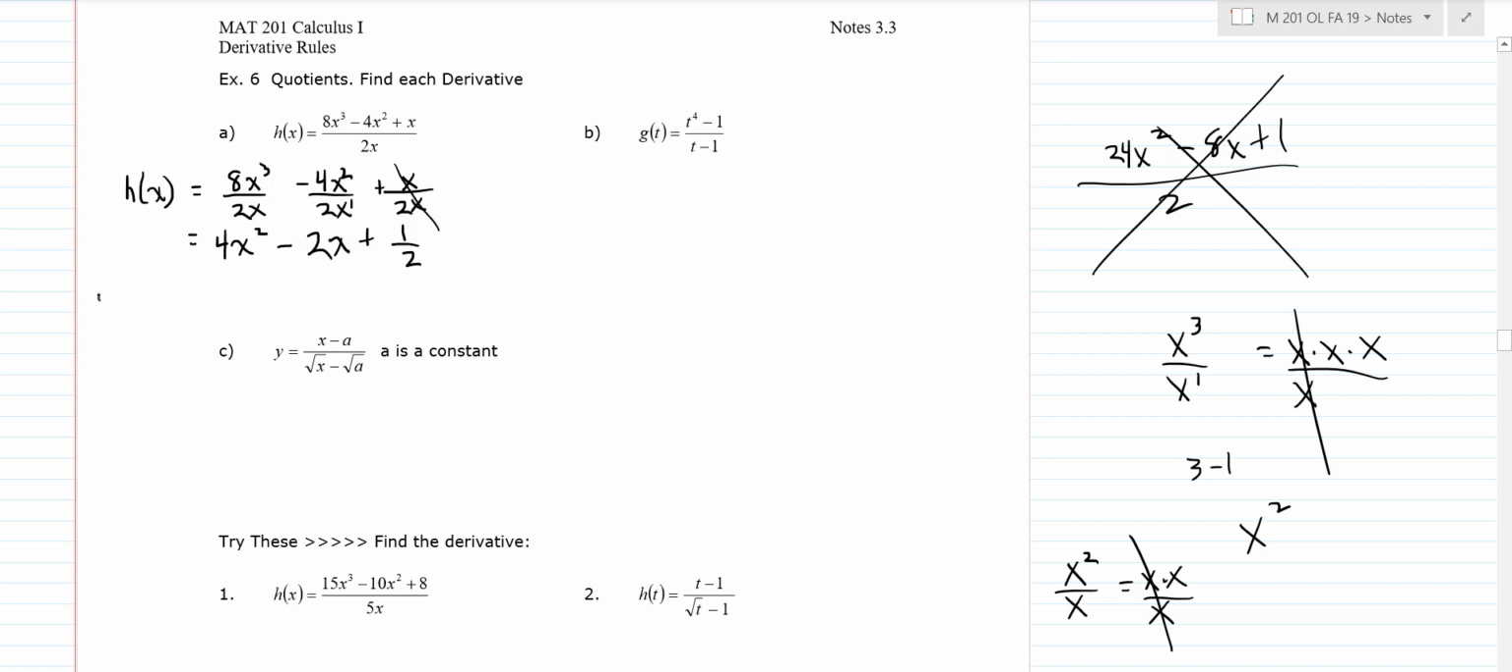Okay, now you're ready to take your derivative. So what you would get is 8x to the first. This is a linear term, so that's minus 2. That is 0. So the derivative would be h prime of x is equal to 8x minus 2. Okay, so that's how you do your derivative. All right? So simplify, then do the derivative.